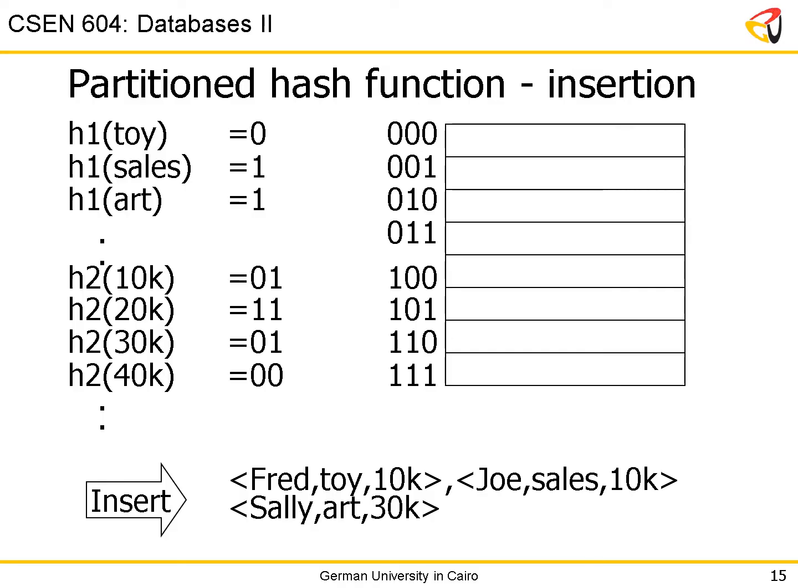This is the content extracted from the table. What you see at the bottom: Fred toy 10k, Joe sales 10k, Sally art 30k, and so on.